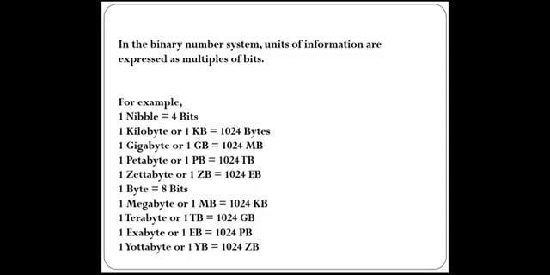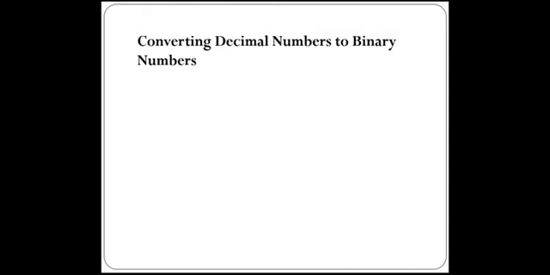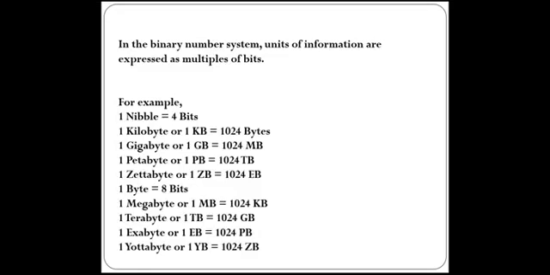In binary number system, units of information are expressed in terms of bits. The shortest unit of memory is bits. You must have heard KB, MB, GB, TB, PB. Here the shortest unit of memory is bits. Group of 4 bits is known as nibble. Group of 8 bits is known as byte.